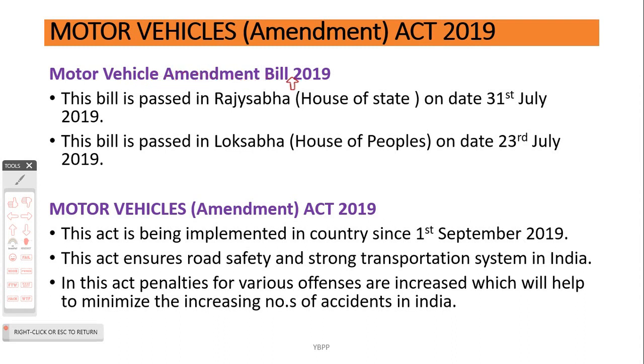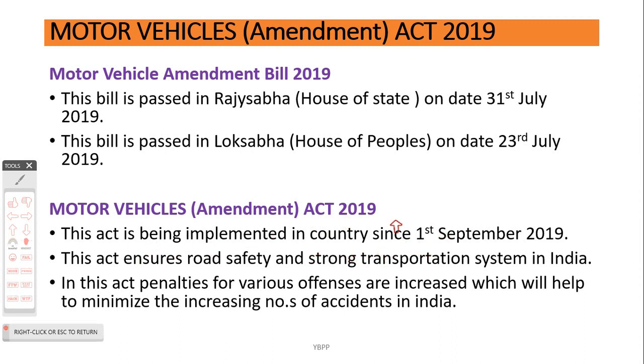Okay. So the Motor Vehicle Amendment Bill 2019. Bill is different and Act is different. This bill was passed in the Rajya Sabha, the House of State, on 31st July 2019. Then this bill was passed in the Lok Sabha, the House of People, on 23rd July 2019. The House of State is also known as the Upper House, and the House of People as the Lower House. After the sign of the President of India, this bill becomes the Motor Vehicle Amendment Act 2019.